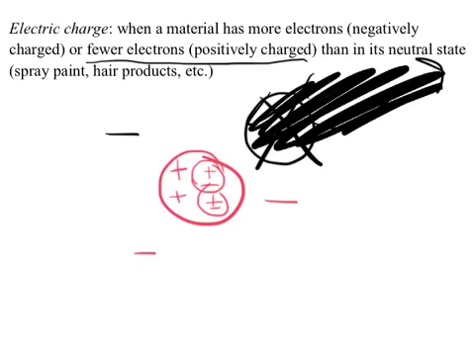Now, the examples I put in parentheses, spray paint and hair products. Just to give you a quick example. If you've ever noticed a car, the paint on a car is very nice. It's smooth. It doesn't look like a person actually painted it, right?